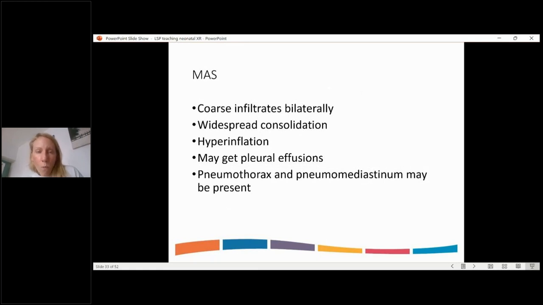So if you think about what meconium aspiration does, you're essentially getting meconium drawn into the airways that can obstruct them and cause air trapping. It can cause a chemical pneumonitis, and also it can inactivate any surfactant that the baby has, so predisposing the lungs to becoming much less compliant. And these babies typically need quite high ventilation, and that's why they might be predisposed to getting pneumothorax and pneumomediastinum.